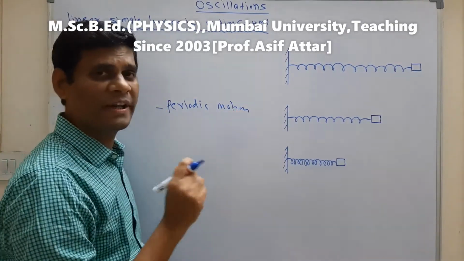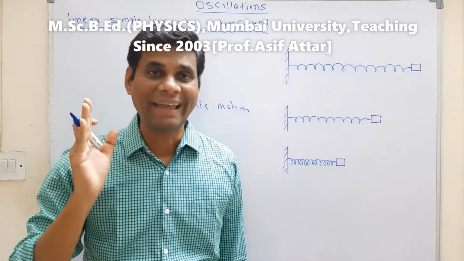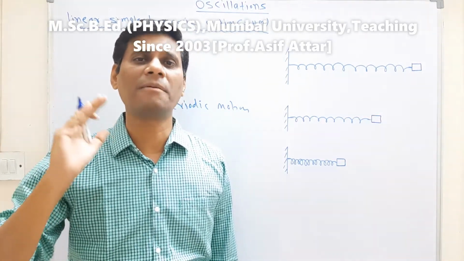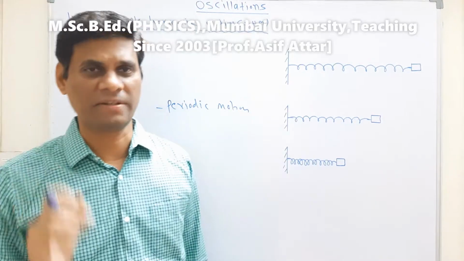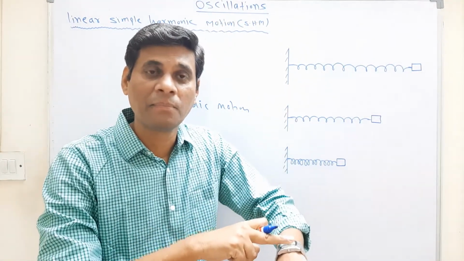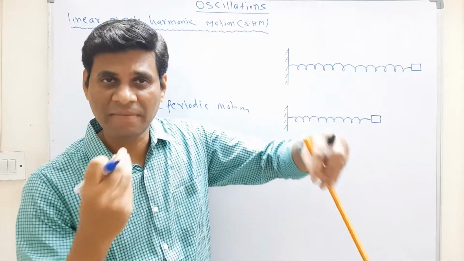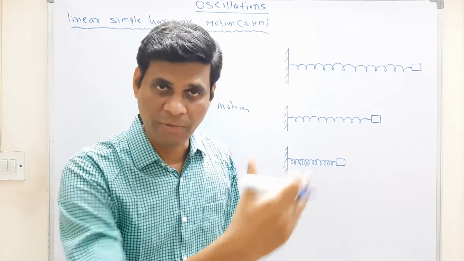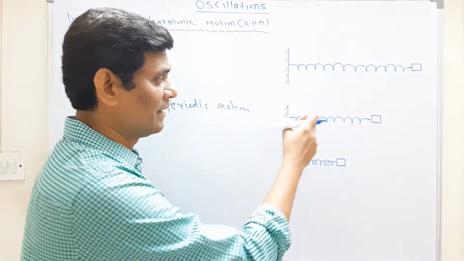What do you mean by periodic motion? Any motion which repeats after equal interval of time is called periodic motion. Example: motion of the hands of the clock, motion of the earth around the sun, motion of a planet around the sun, motion of a swing, or you can say the spring.